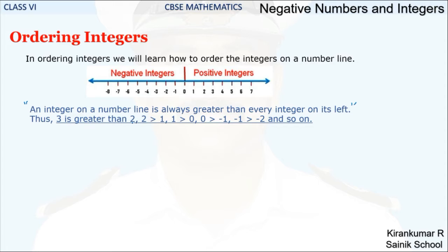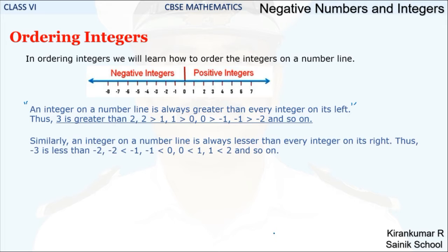3 is greater than 2, 2 greater than 1, 1 greater than 0, 0 greater than minus 1, minus 1 greater than minus 2, and so on. Similarly, an integer on a number line is always lesser than every integer on its right. Thus, negative 3 is less than negative 2. Negative 2 is less than negative 1. Negative 1 is less than 0. 0 is less than 1. 1 is less than 2, and so on.